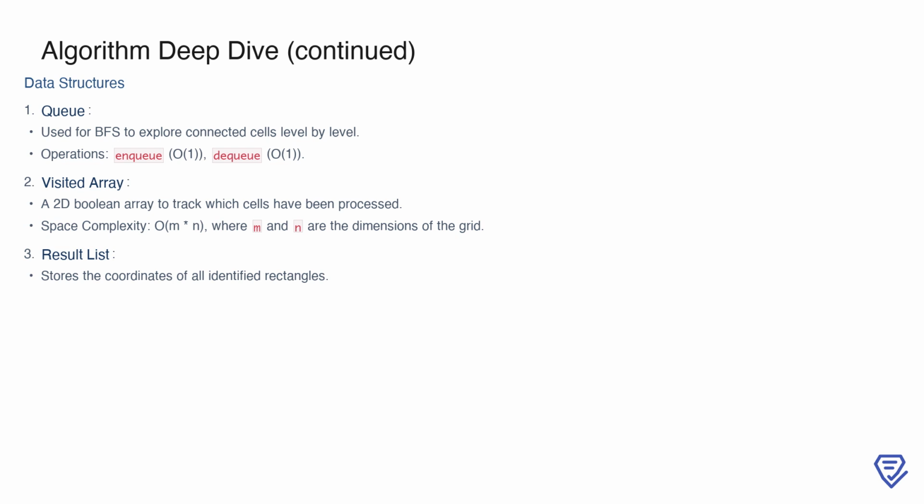Second, the visited array is a 2D Boolean structure that keeps track of which cells have already been processed. Its size matches the dimensions of the grid, and its space complexity is proportional to m*n, where m and n are the grid dimensions. Finally, the result list serves as the output container, storing the coordinates of all identified rectangles. These data structures work together seamlessly to ensure the algorithm processes the grid systematically and efficiently.